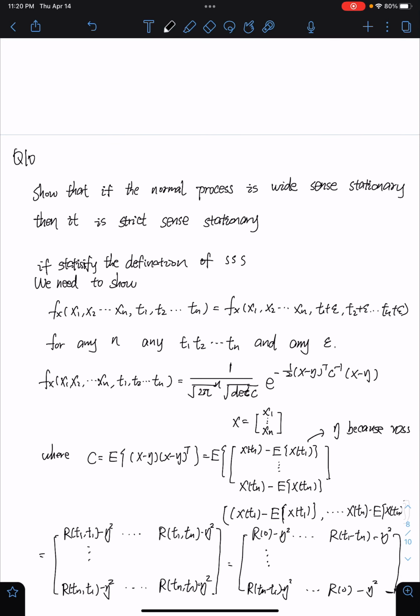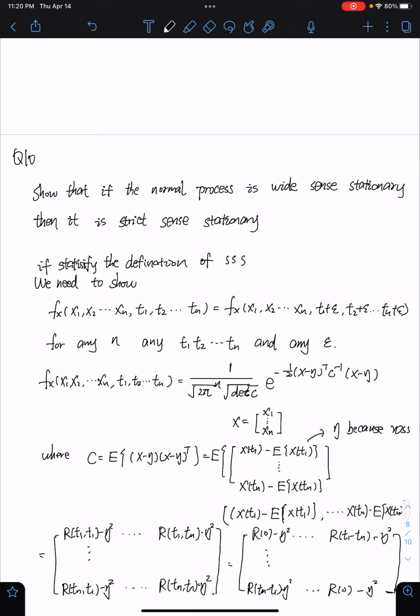Hello everyone, my name is Shuhan Zhang, and now I will introduce the method that I use to solve question 10 in homework 8. Question 10 wants us to show that if the normal process is wide-sense stationary, then it is strict-sense stationary.